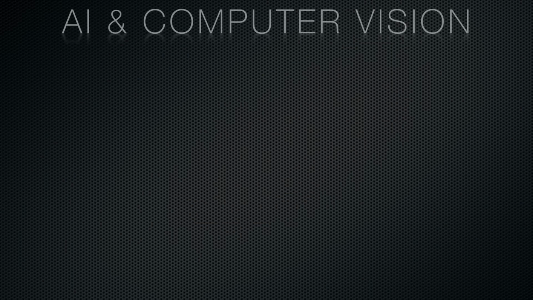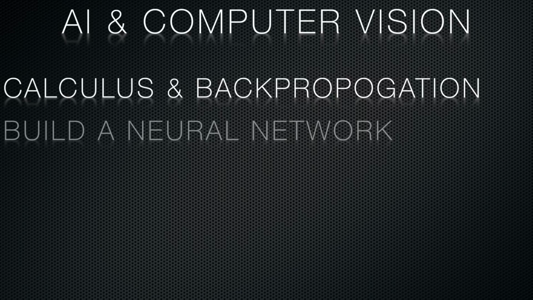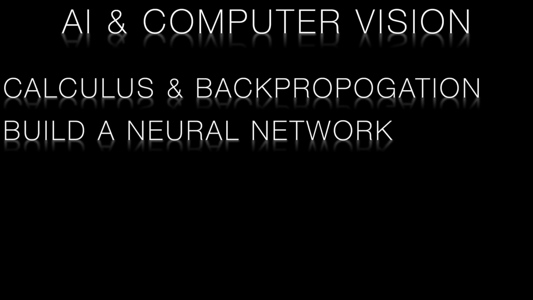Welcome to this fifth video in Lucidate's series on AI and computer vision. In the last video, we delved deeply into the maths behind neural networks, specifically the use of calculus and the backpropagation algorithm to optimize the network's parameters. In this video, we'll first build a neural network and train it to identify images of clothes.